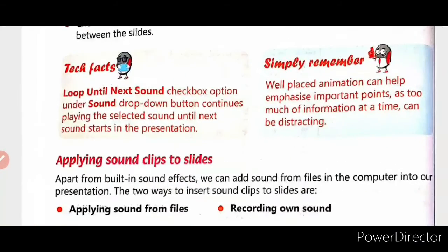So let's see this tech facts. The loop until next sound checkbox option under the sound drop down button continues playing the selected sound until the next sound starts in the presentation. See, when you choose this, what will loop do? Loop means to repeat a function. So from the name itself, loop until next sound, you can understand: it continues to play the selected sound until the next sound starts in the presentation.